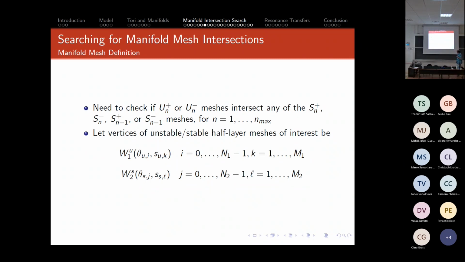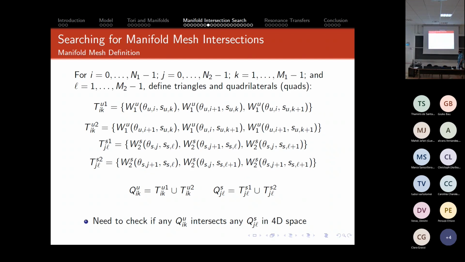And let's say we have identified the mesh points that correspond to given layers. Then we can define, as shown earlier, stable and unstable triangles and quadrilaterals, just indexed by I, K, J, and L. So the quads, I'm going to refer to them as QU and QS. And we basically want to see whether any QU intersects any QS in the full 4D space.